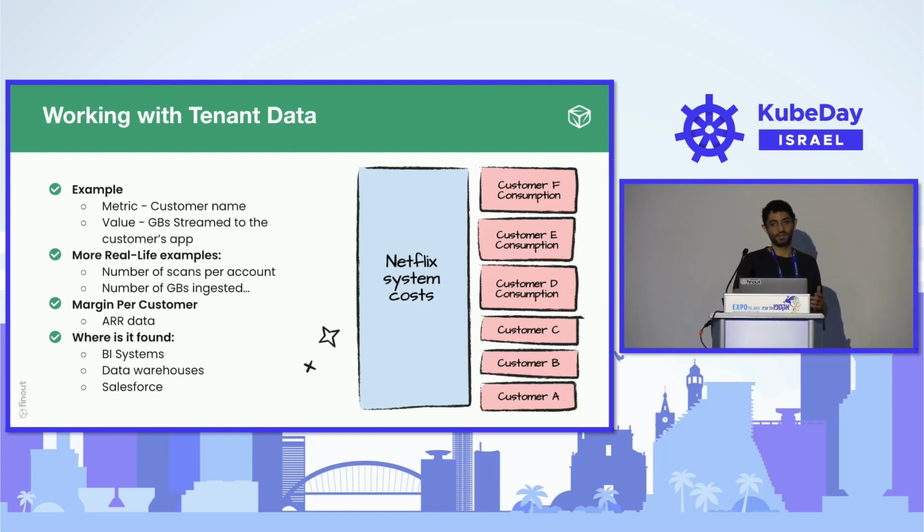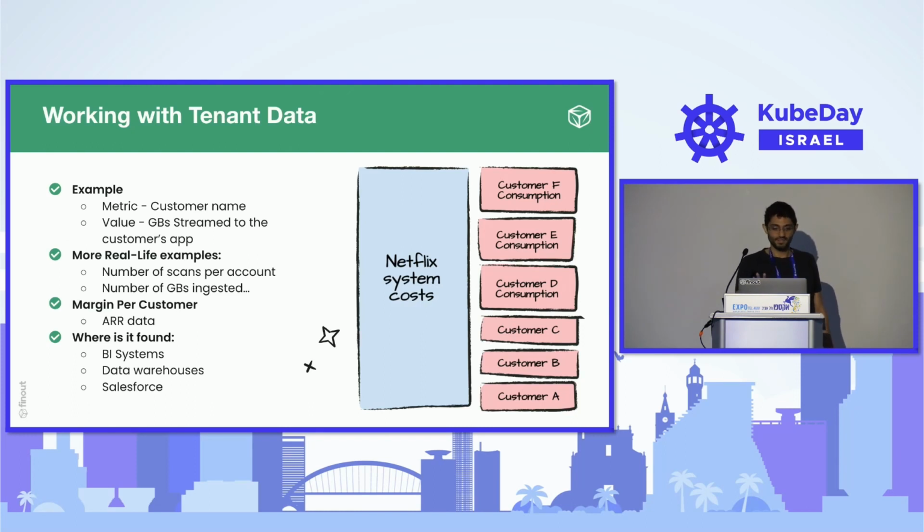So in real life, there are more examples that we are encountering, and that's for cybersecurity companies. There are the number of scans that they perform on their customers' accounts, and then they can attribute the entire cost of their multi-tenant system based on the number of scans that were performed, or the number of gigabytes ingested for log indexing companies. That's the preferred method of attributing cost in their system.